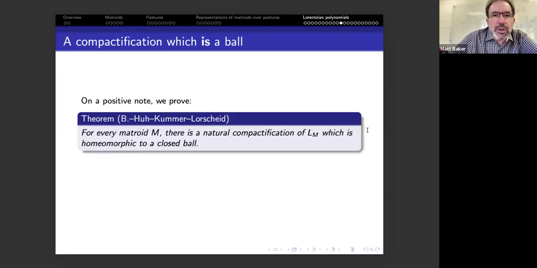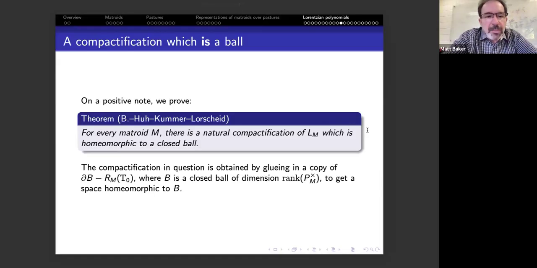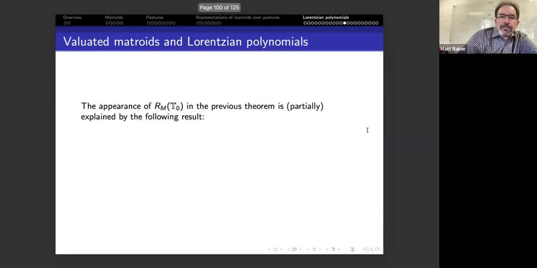Anyway, the way we actually compute the Euler characteristic is to find a different compactification that is a ball. Namely, there is always some way to compactify the space of Lorentzian polynomials that gives you a ball. And what you do is you glue in a copy of the boundary of a ball of the right dimension where you take away the valuated matroids with support M. So why does this show up, the valuated matroids with support M?